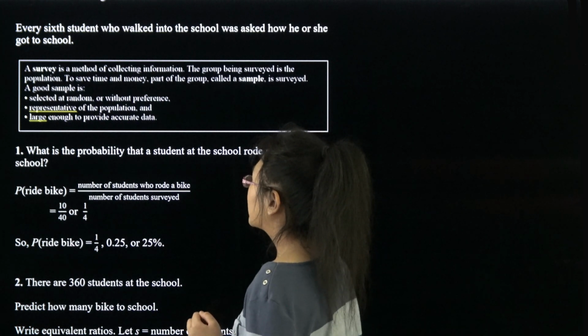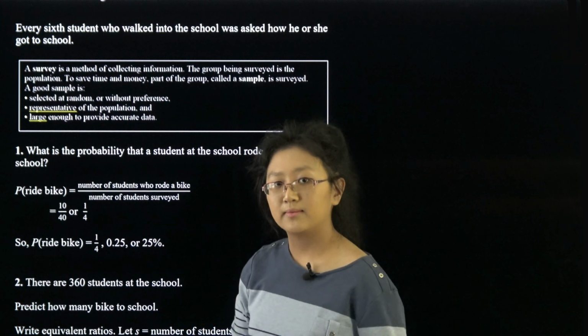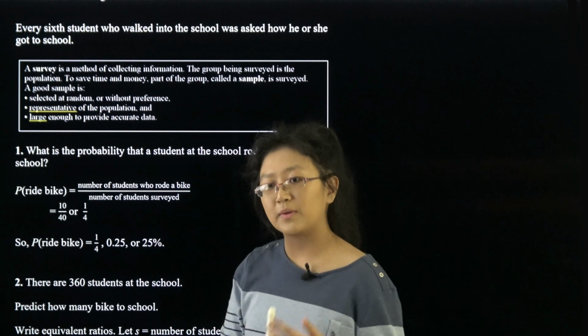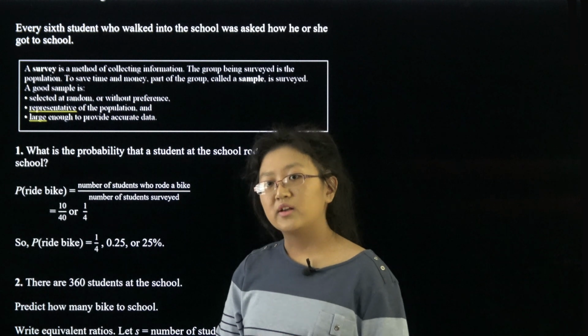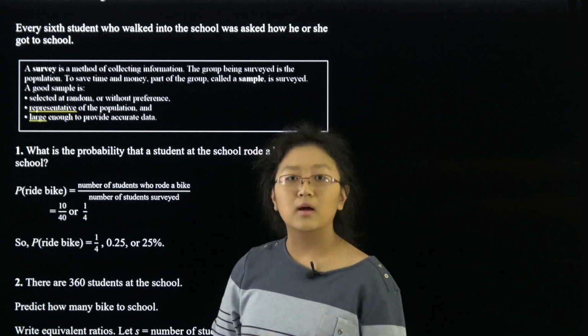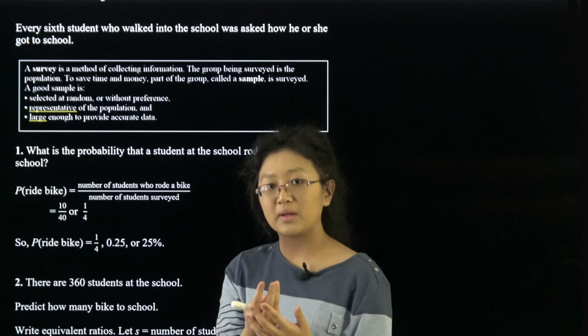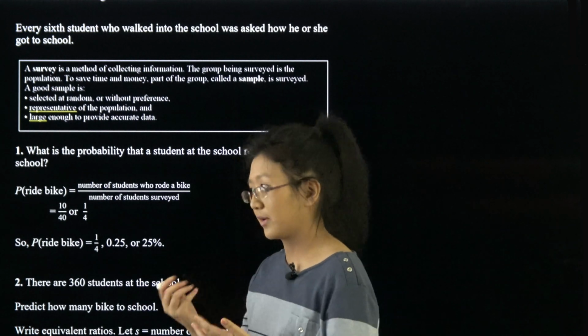It also has to be large enough to provide accurate data. If you're surveying two people on what their favorite color is, the chances of them both saying the same color would be much more than if you survey 100 people and all of them say the same color.